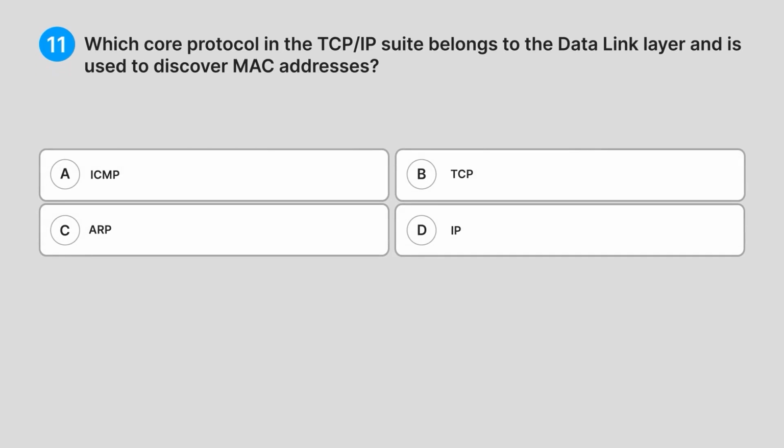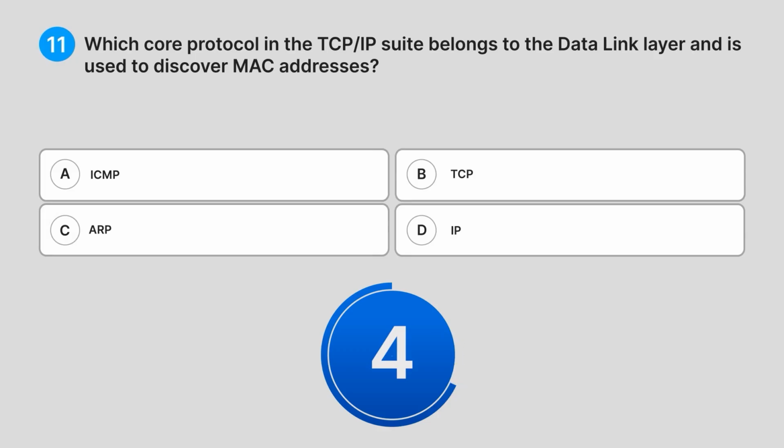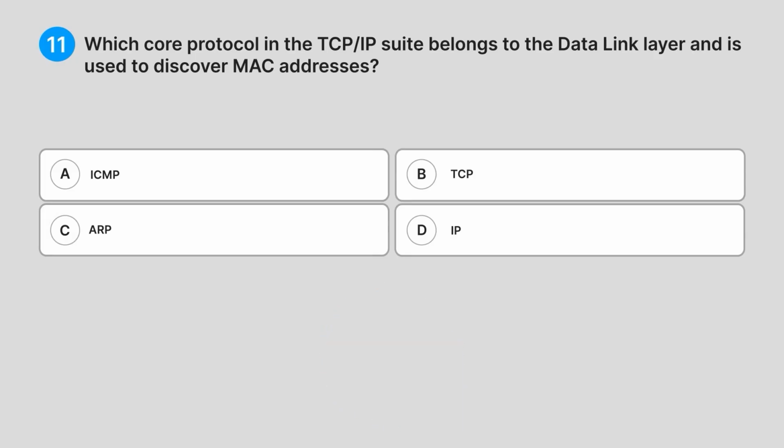11. Which core protocol in the TCP/IP suite belongs to the data link layer and is used to discover MAC addresses? A. ICMP. B. TCP. C. ARP. D. IP. Do you know the answer? Correct answer: C. ARP.